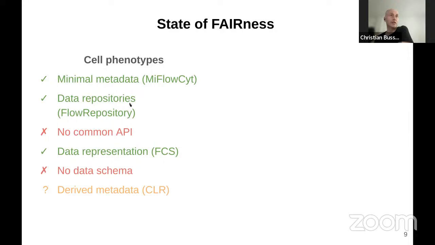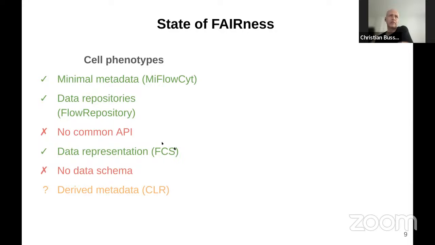But there is something where this data in general can go, and this, of course, is important if you're thinking about accessibility. So the A in FAIR. Right now, there is no common API to request data from these repositories. You have a user interface, but in terms of programmatic access, which is, of course, one of the key components of the FAIR principles, this is currently lacking for cell phenotypic data.